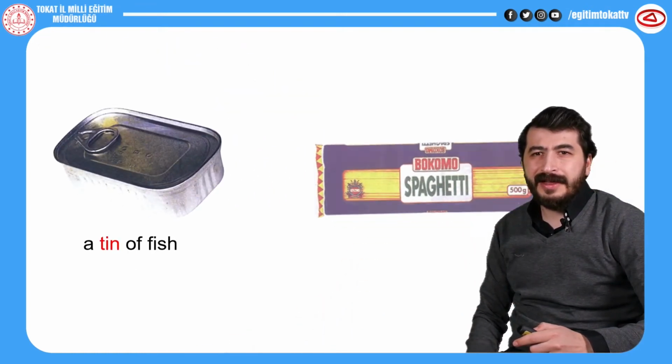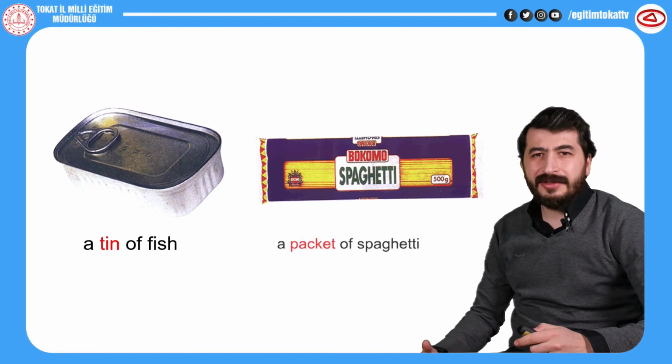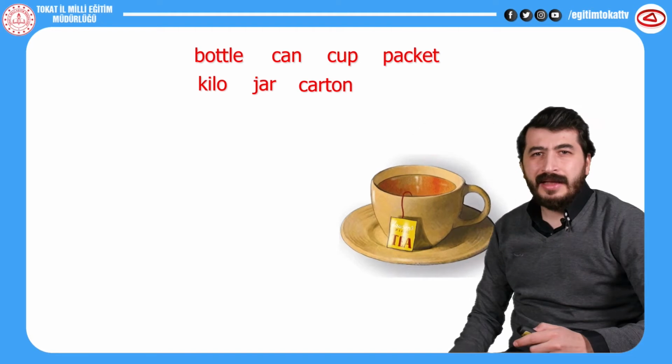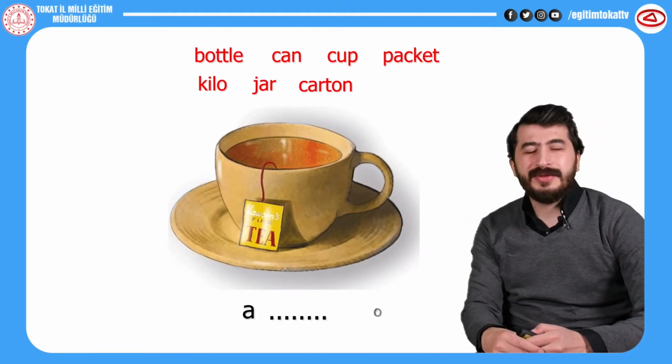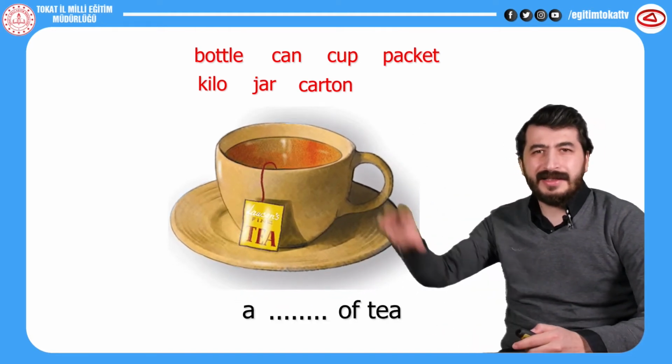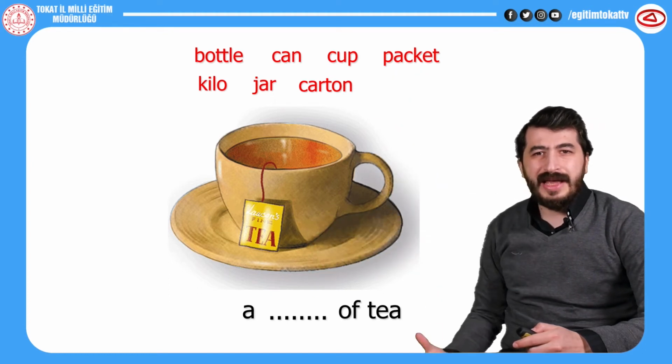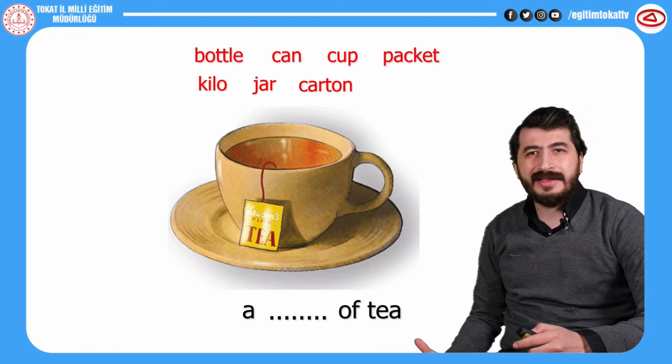And we have a tin of fish and also a packet of spaghetti here. Now, let's try to find the correct word here. What can use a blah blah of tea? A bottle, can, cup, packet, kilo, jar, or carton?